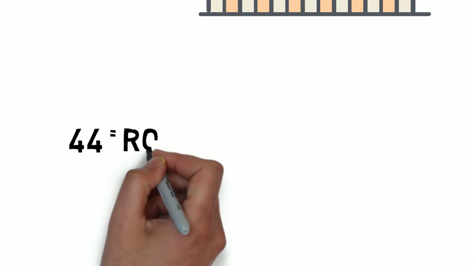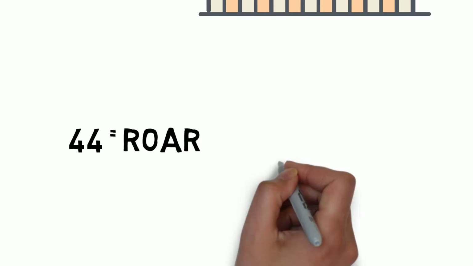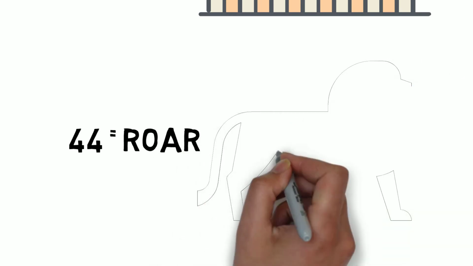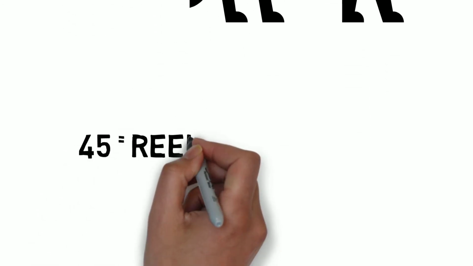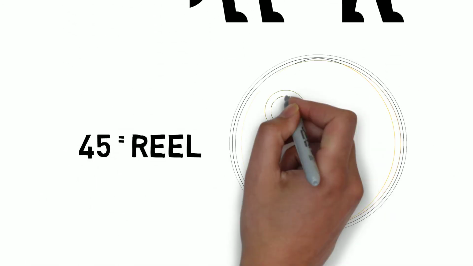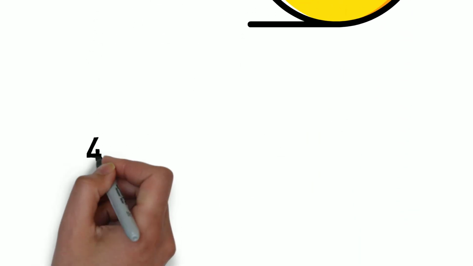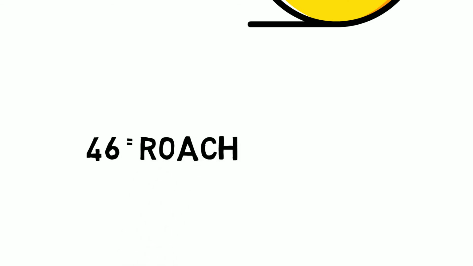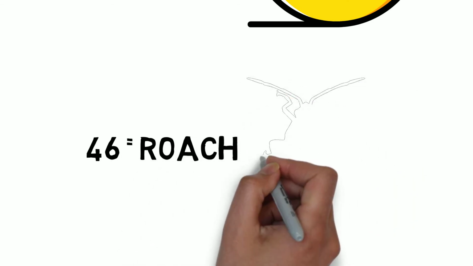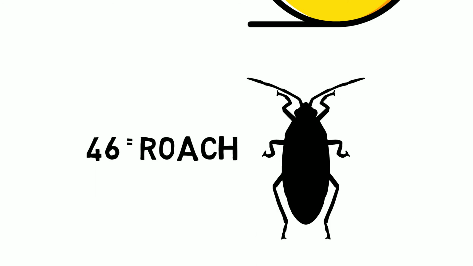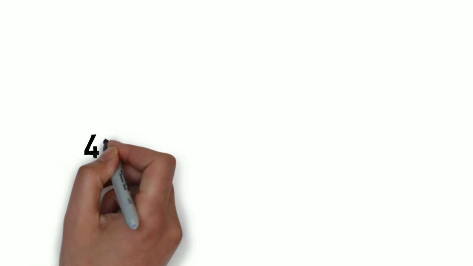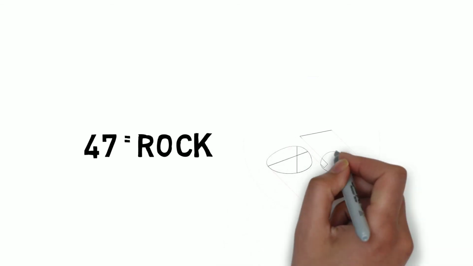With 44, I use the word roar. I imagine hearing a lion's roar. For 45, I use the word reel. I picture myself changing a movie's reel at the cinema. With 46, roach is my PEG word of choice. I picture seeing a huge cockroach running across the floor. For 47, I use the word rock. I simply imagine a rock for 47.